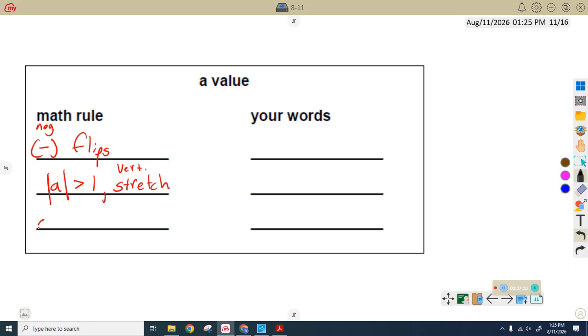And then if A is between 0 and 1, this is a vertical shrink. All right. It's kind of like, on Despicable Me, where they have the shrink ray. They're going to steal the moon, and they have to shrink the moon. That's basically what's going on.